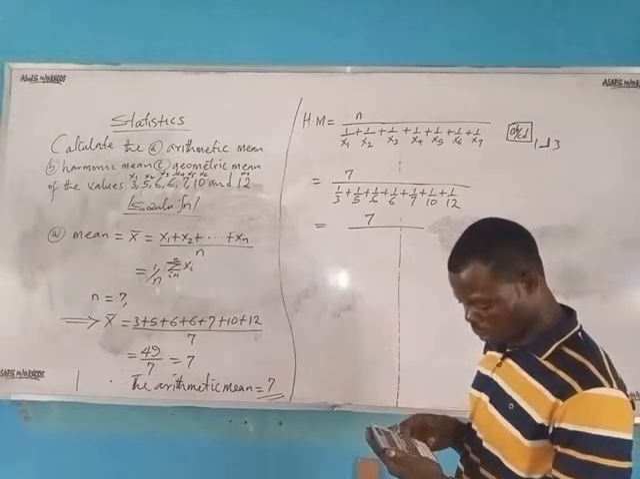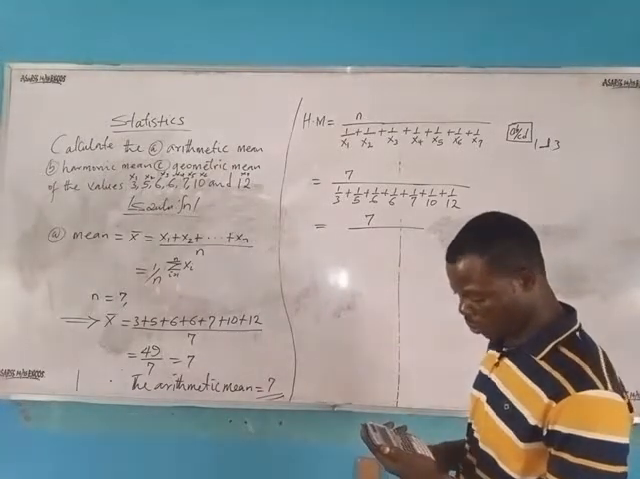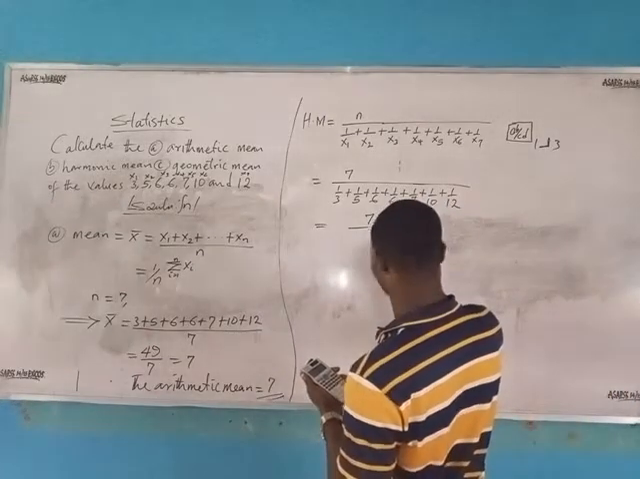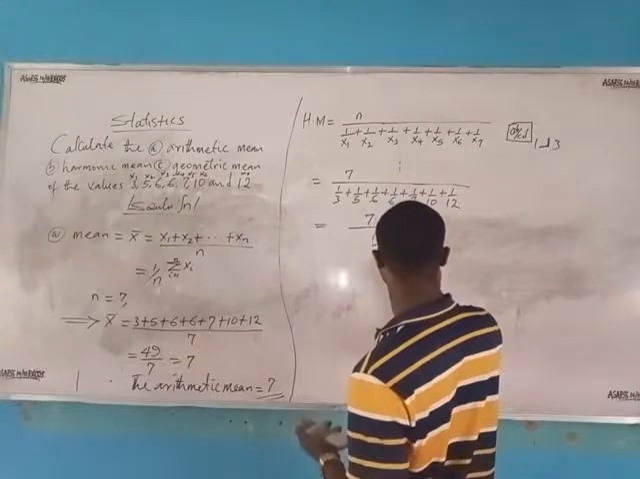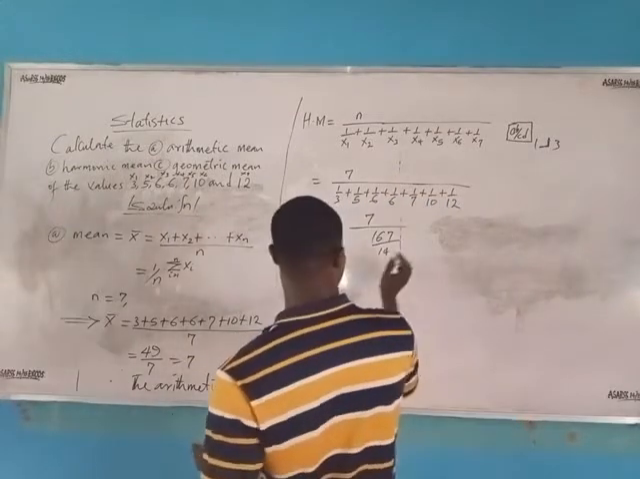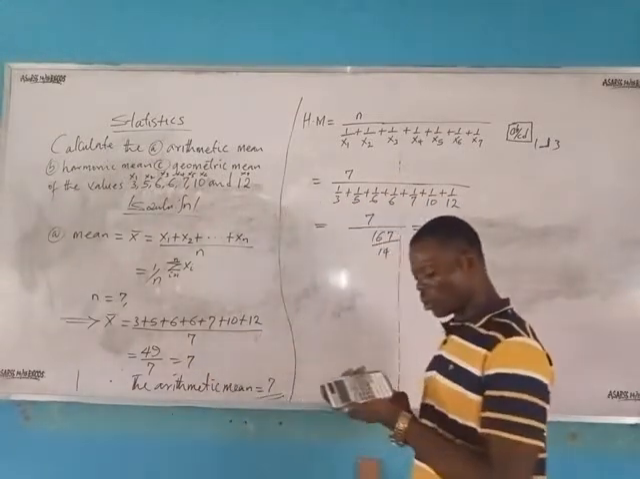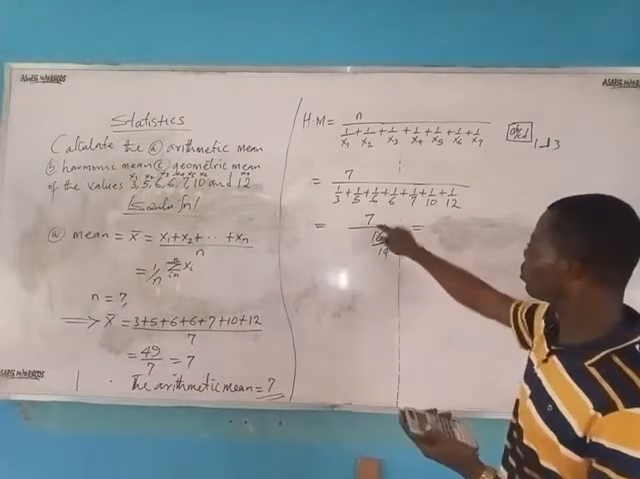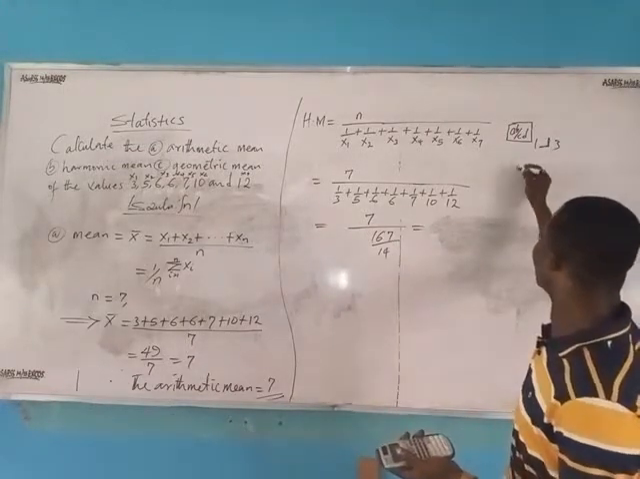So the answer will give you 167 all over 140. If you are still using the same calculator, you can easily press 7 direct. So there is a box for answer.